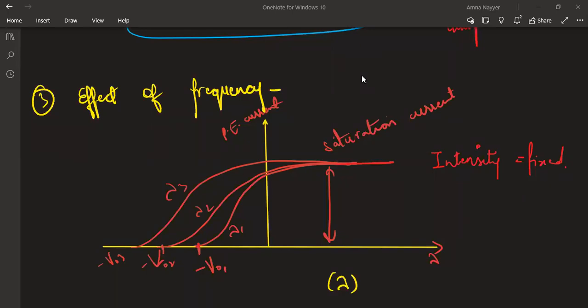Now, effect of frequency. This is the third graph, which is very important. So whenever you study the frequency, intensity is kept fixed, the way when we were studying intensity, frequency was kept fixed. Number one thing, intensity of incident radiation at every frequency is kept fixed. Then potential on the plate, whatever metal surface you have taken, is gradually reduced to 0. Right? And then it is increased.